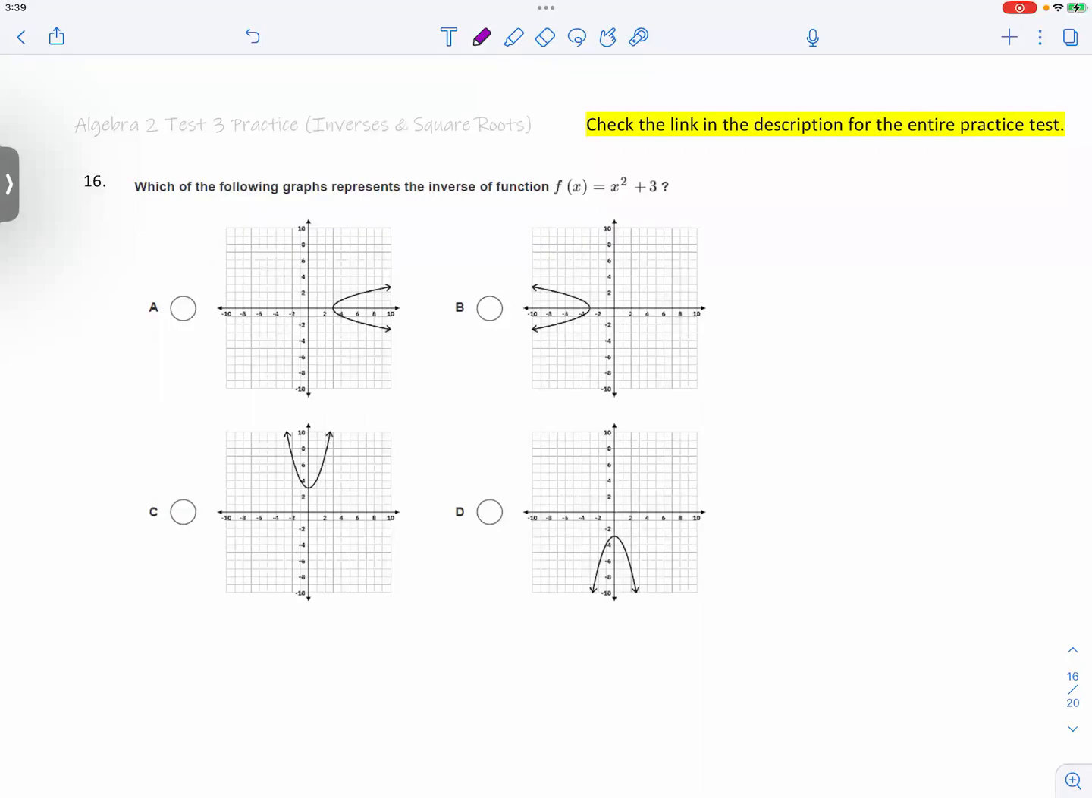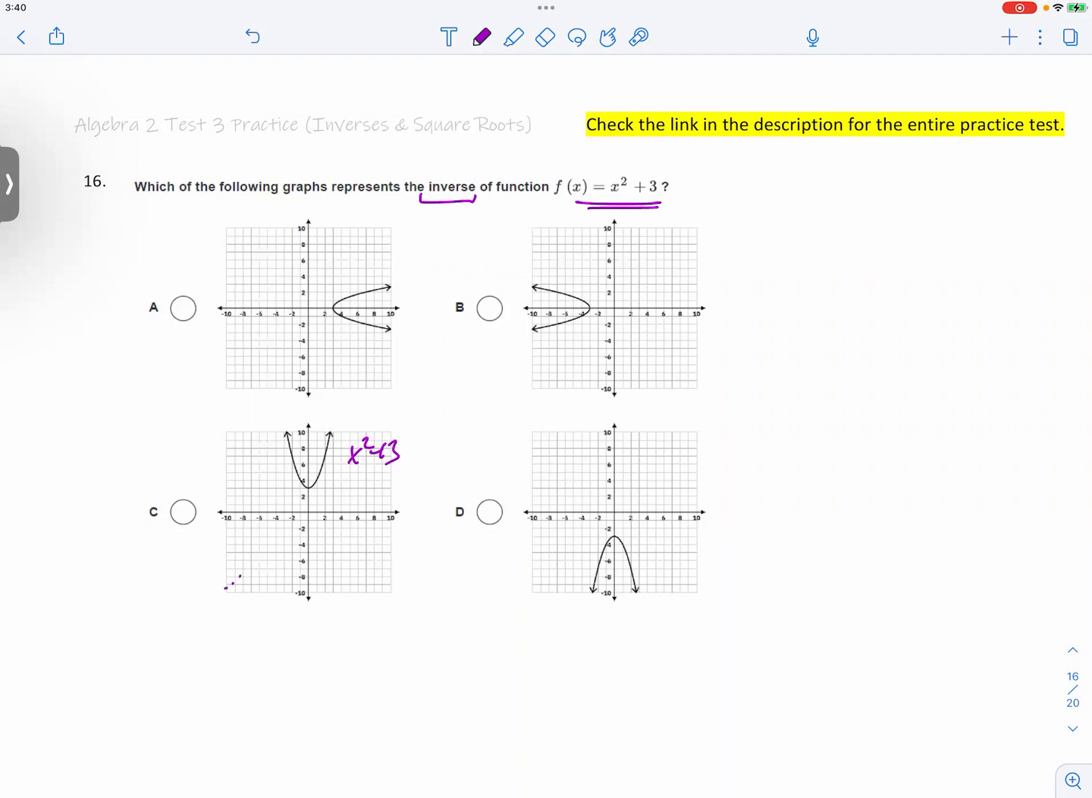Okay, now for number 16, it's asking for the graph that represents the inverse of the function of this. Now, make sure that you read the question carefully. We are not asking for the graph of x squared plus 3. Now, this is actually for x squared plus 3, but we are not asking for that. We are asking for the inverse of it. And how do we do that?